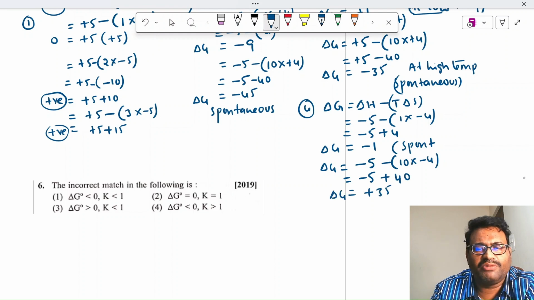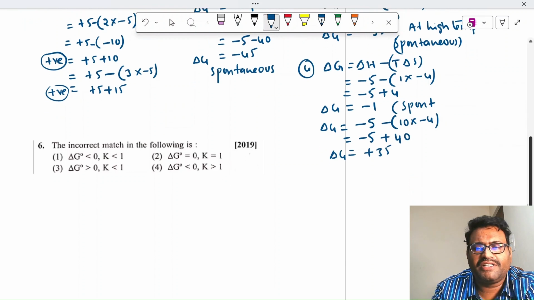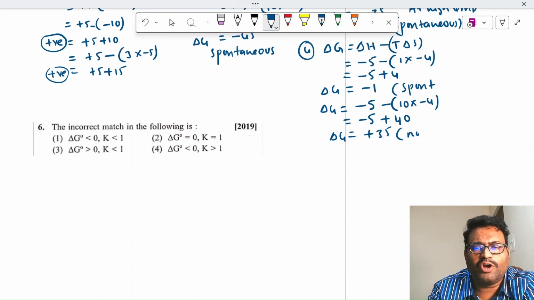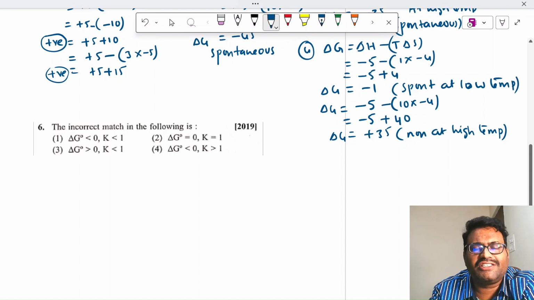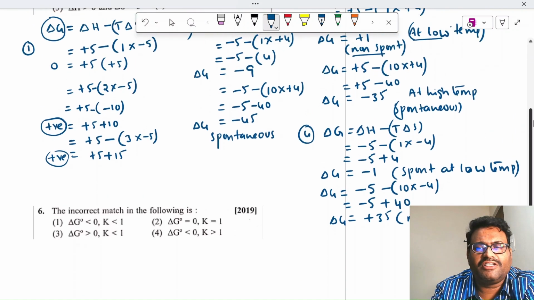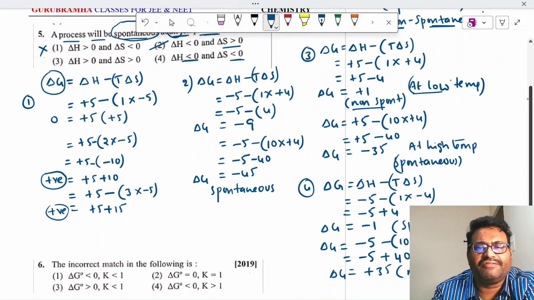So delta G, how much it has become? It has become plus 35. That means non-spontaneous. So non-spontaneous at a high temperature, but it is spontaneous at a low temperature. So depending upon the temperature, the spontaneity is changing. Depending upon the temperature, the spontaneity of a reaction is changing.